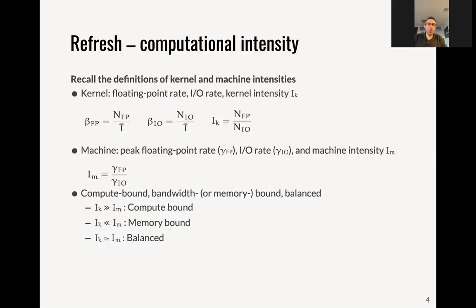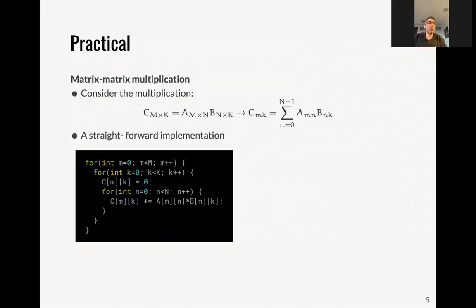Okay, and then the first thing I asked you to do was to consider a simple matrix-matrix multiplication and try and work out the number of floating point operations, the IO, how much data you need to read from memory and write back into memory, and figure out the intensity. This makes it easier if you just look at the kernel in terms of the actual code. So we have here a nested loop going n iterations, k iterations, m iterations, and in each iteration you're doing two floating point operations. So doing an addition here and a multiplication here.